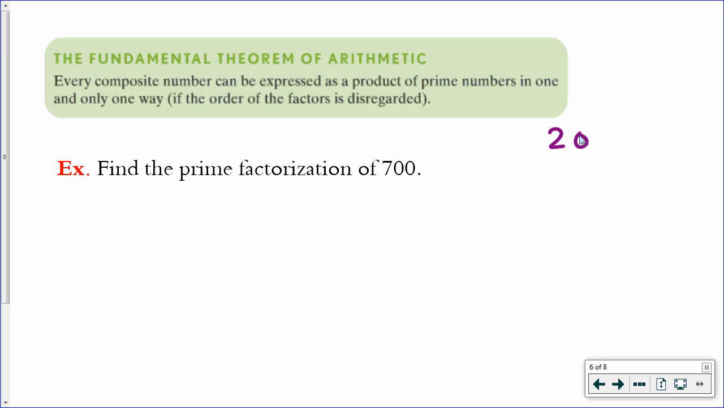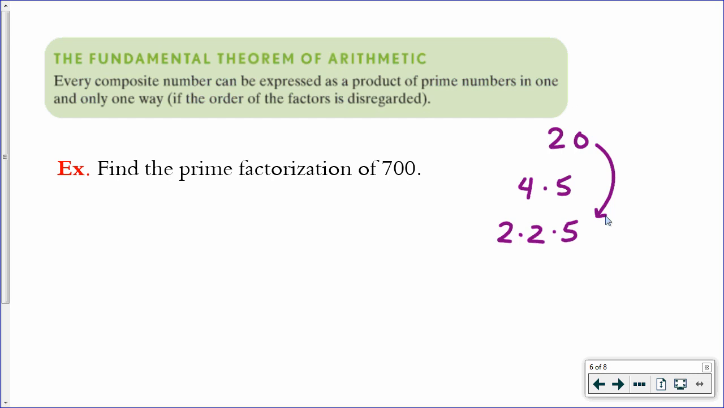So if I think about the number 20, I could write it as 4 times 5. But 4 is not a prime number. 5 is, but 4 is not. But I can further break down that 4. I can write 4 as 2 times 2, and 2 is prime, and 5 is prime. So I could think about the number 20 as being written 2 times 2 times 5. That would be called the prime factorization of 20.